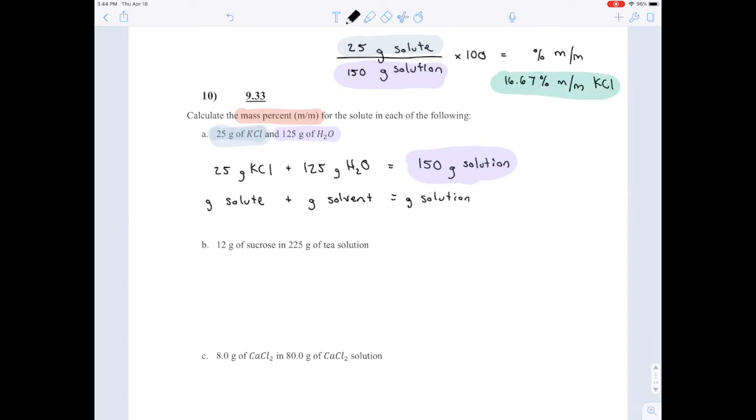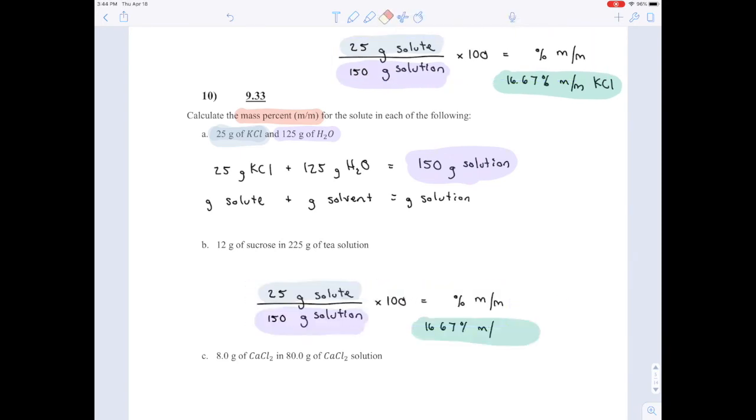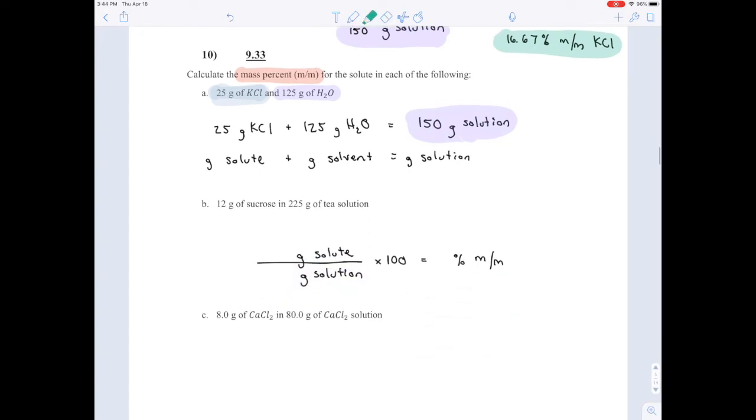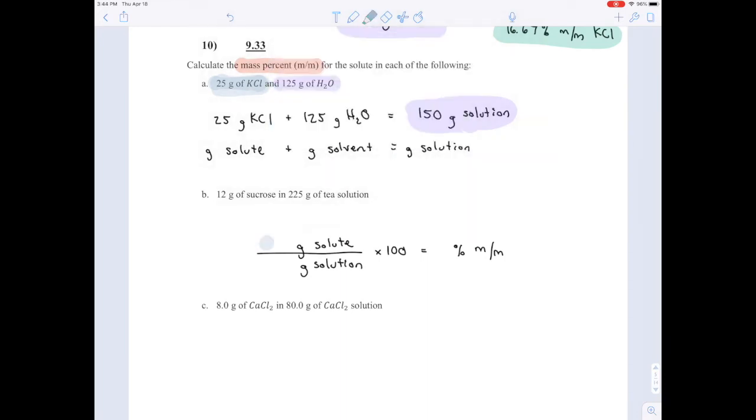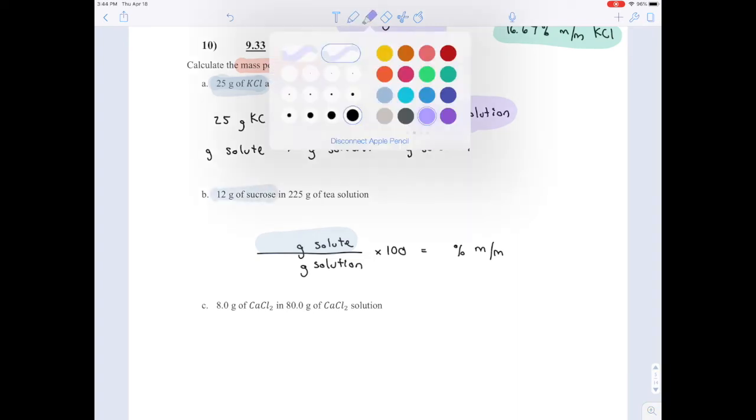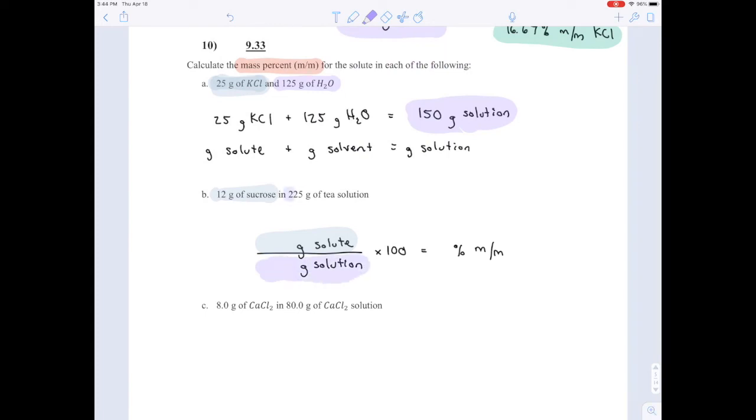We're going to use this same equation, so let me just copy and paste this. We're going to use the same equation for B. Of course, we'll have different numbers. So, we're going to look for grams of solute. And in this case, that's the sucrose, the smaller number. And then grams of solution, that's going to be what they give us. So in this case, they didn't give us the solvent, they gave us the solution. And so we just have to plug those numbers in and solve.